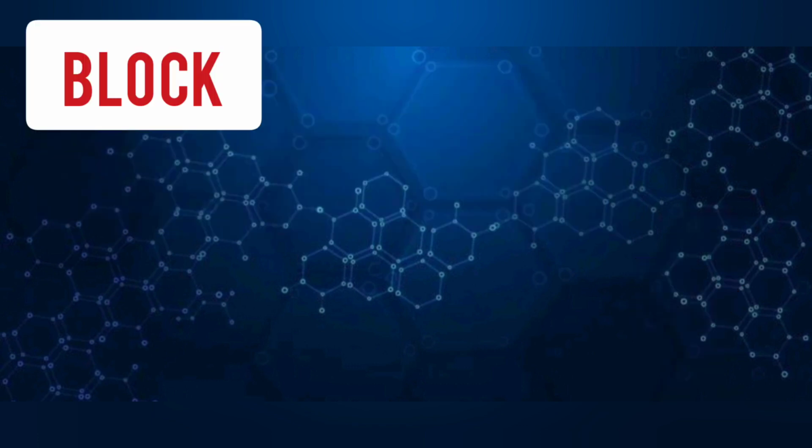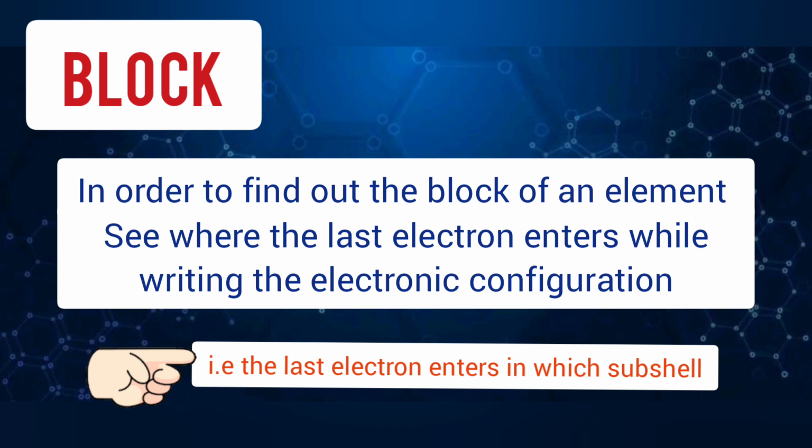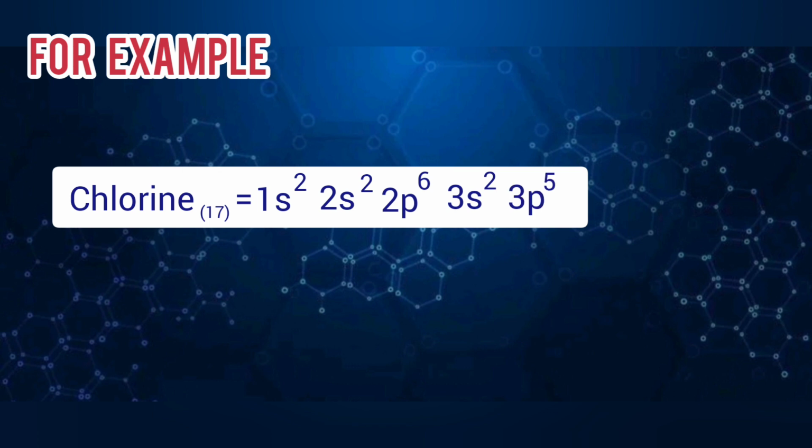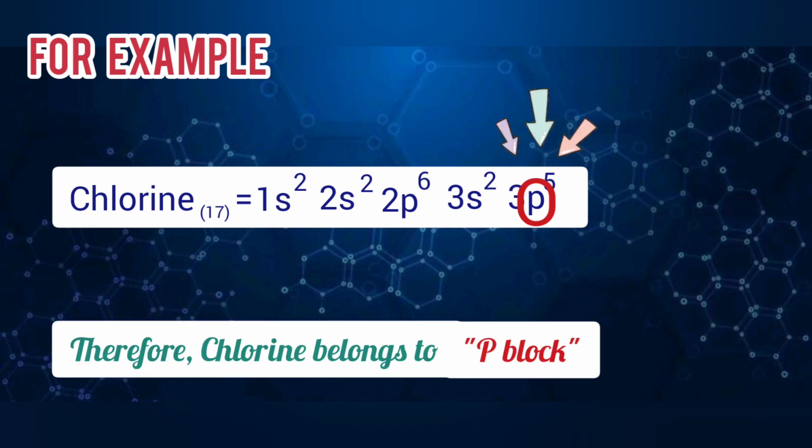In order to find out the block of an element, see where the last electron enters while writing the electronic configuration. So for example, let us take the example of chlorine. The atomic number of chlorine is 17 and hence the electronic configuration is written as 1s2, 2s2, 2p6, 3s2 and 3p5. The last electron, the 17th electron, has entered, as we can see, in the p subshell and hence chlorine belongs to p block.